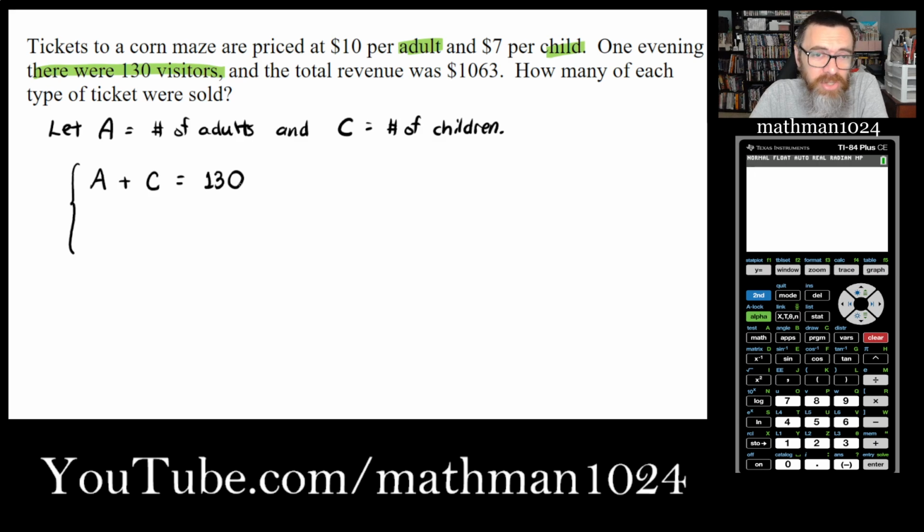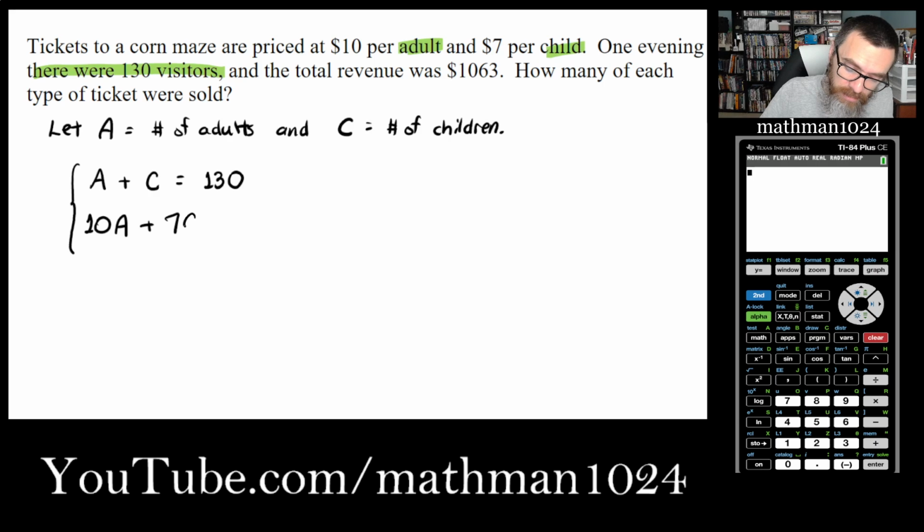But the next part deals with the value. How much was each adult charged? Well, the unit cost for an adult was $10. So that's going to be $10 times the number of adults, which would tell you how much revenue you get from selling adult tickets. And similarly for the children, that's $7 per child. And the total revenue is not 130. The total revenue is given to us as $1,063. That is our total revenue. So we have these two equations. We have two unknowns. Let's solve this.